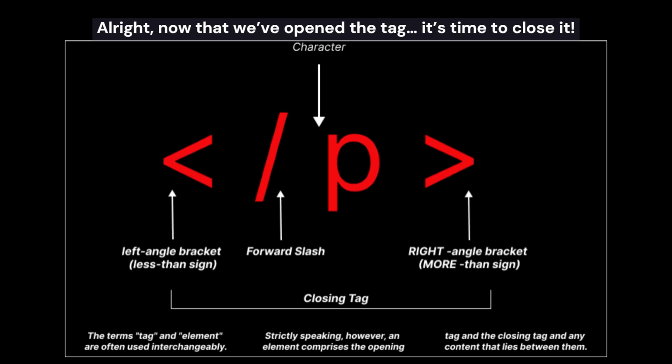Alright, now that we've opened the tag, it's time to close it. The closing tag looks almost the same but with one tiny difference. It has a / right after the left angle bracket like this. That little slash tells the browser, hey, this is where the paragraph ends. So together, <p> starts your paragraph, and </p> wraps it up neatly. Think of it like opening and closing a container, whatever's inside belongs to that tag. And that's it, your tag is complete. Let's see how we can add more details to our tags using attributes.